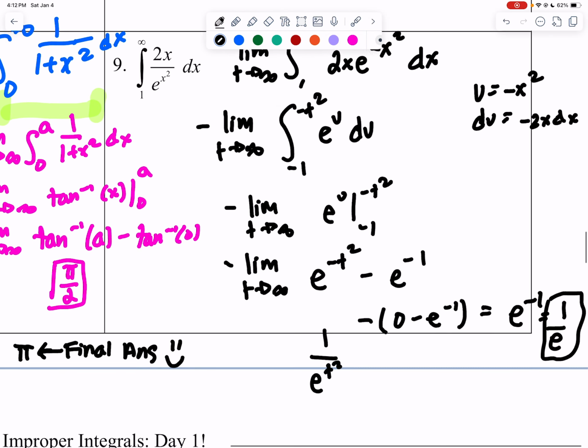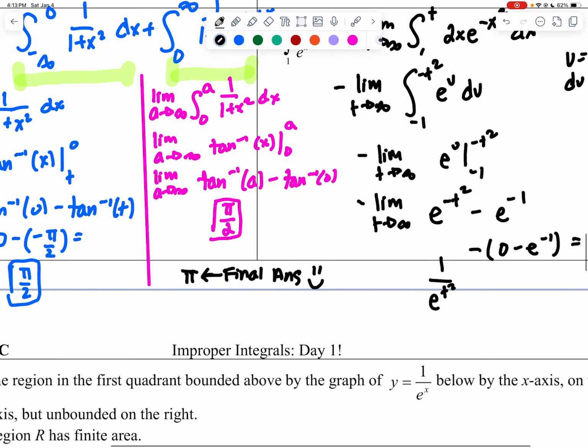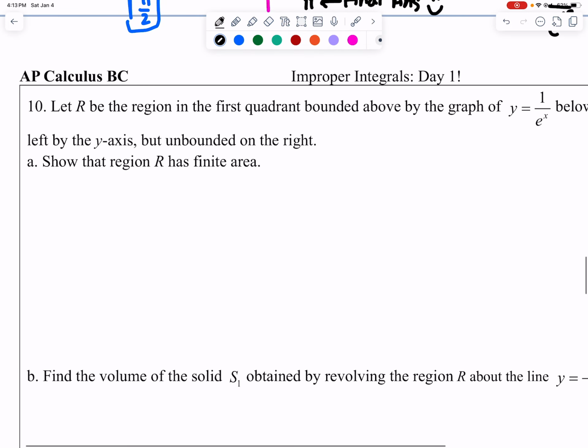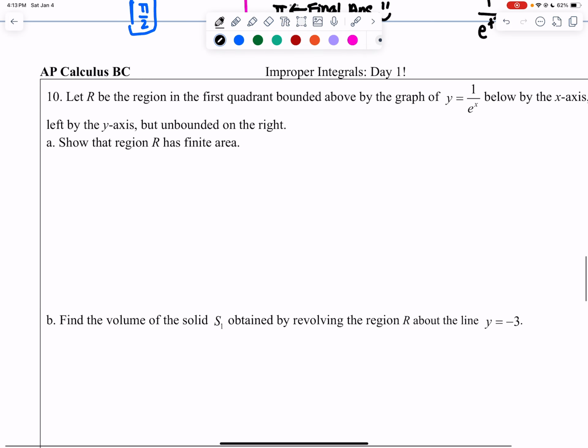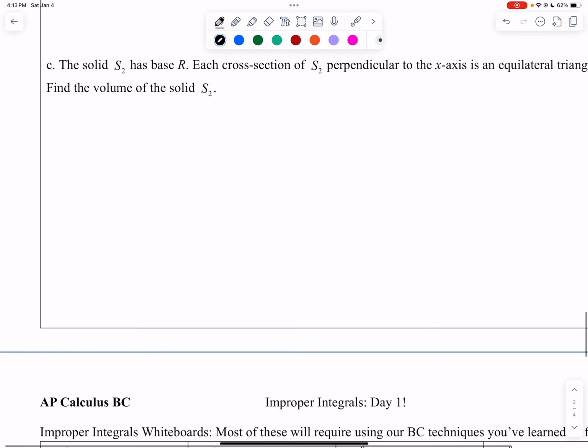So this one dealt with A-B integration techniques. But whenever we do our little whiteboard activity, you will see that most of the problems that we'll do will involve BC integration techniques. I'll leave number 10. We'll do number 10 in class after the little whiteboard activity, and then that should be good.